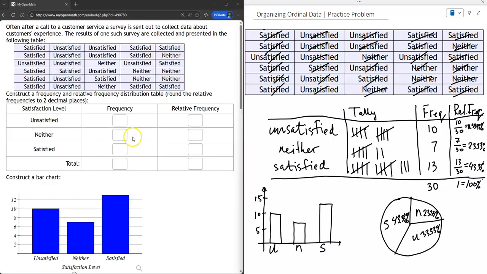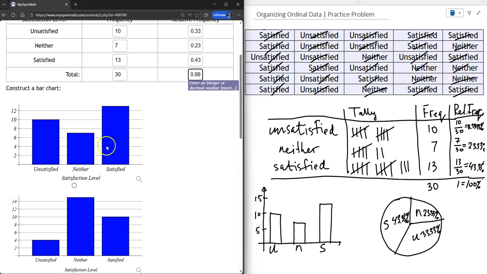Now we just need to pick the right answers or fill in all these blanks. So let's go ahead and try that so we can get the full credit. And the frequency here is 10. Relative frequency is 0.33. Neither is 7, 0.23. Satisfied is 13 or 0.43. Total is 30 or 1, or in this case 0.99.